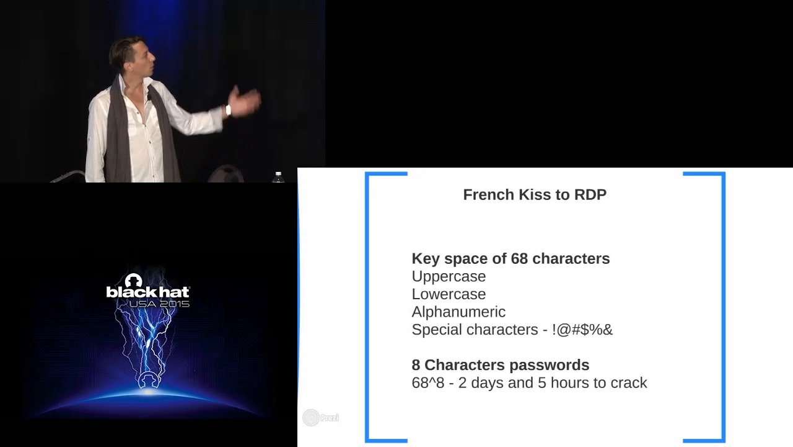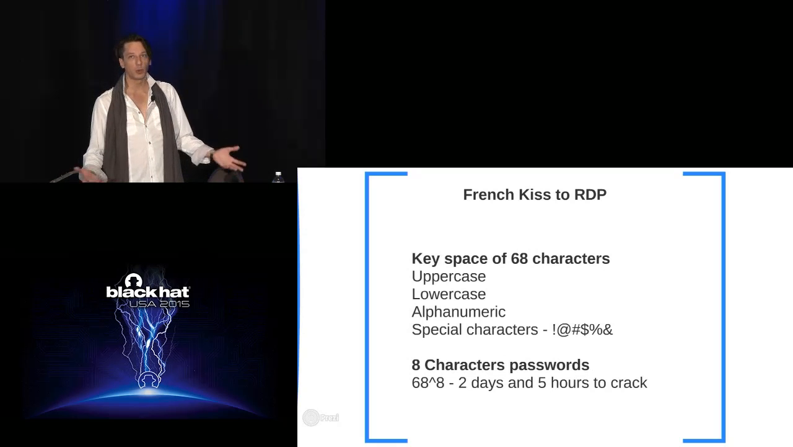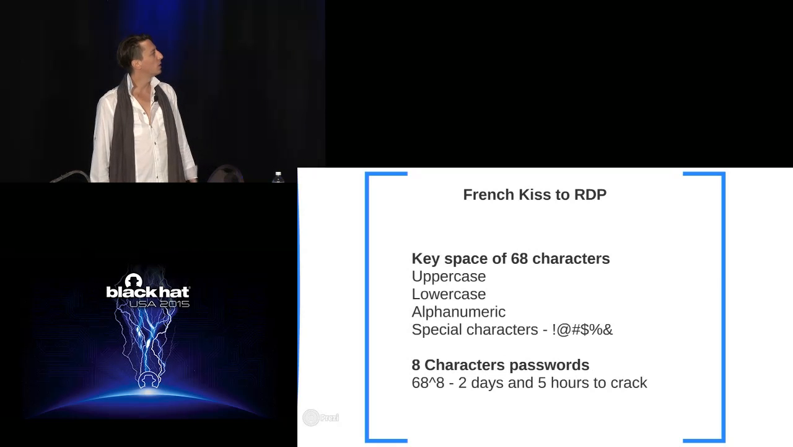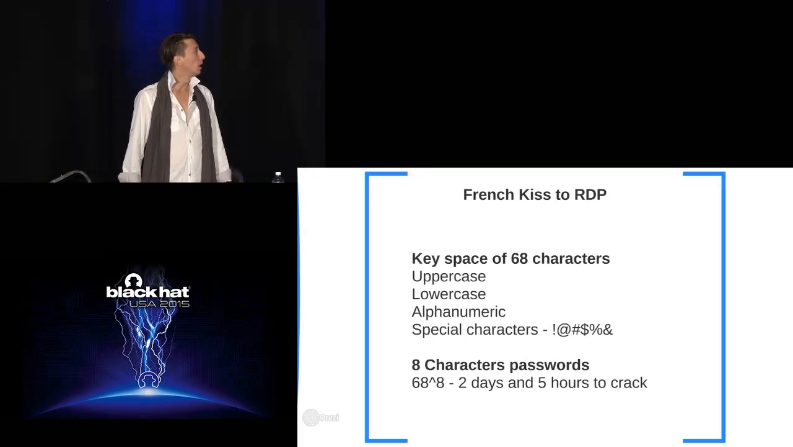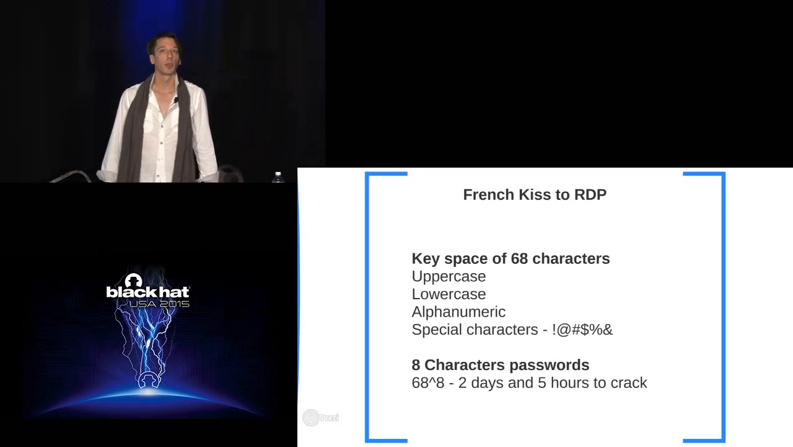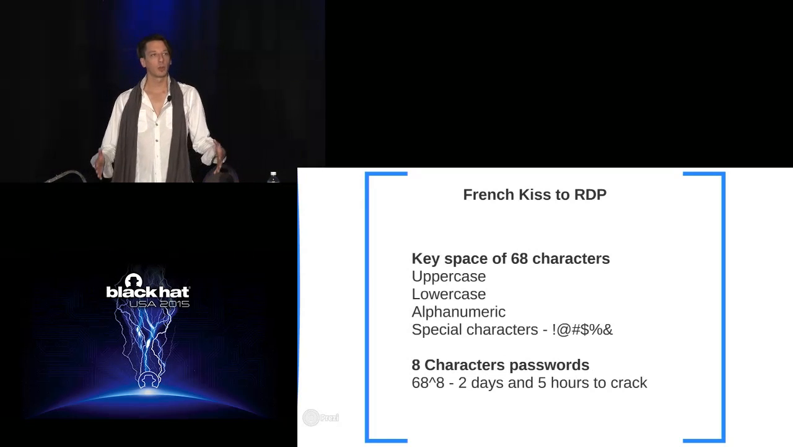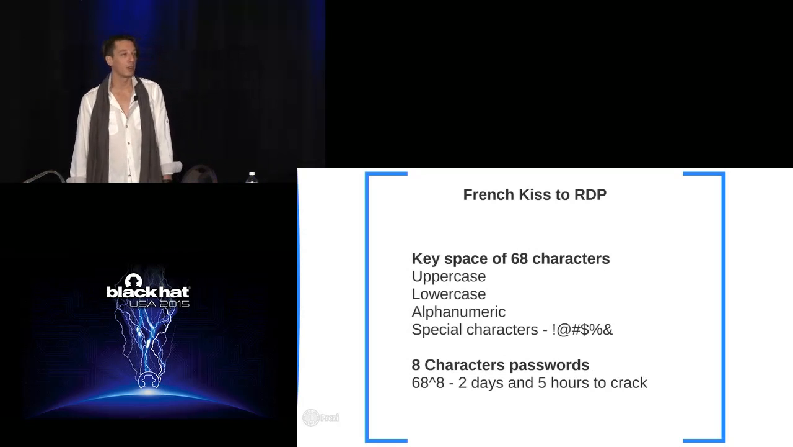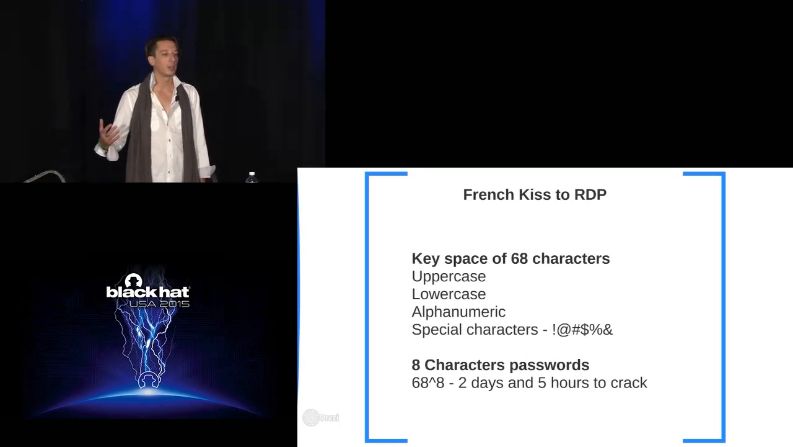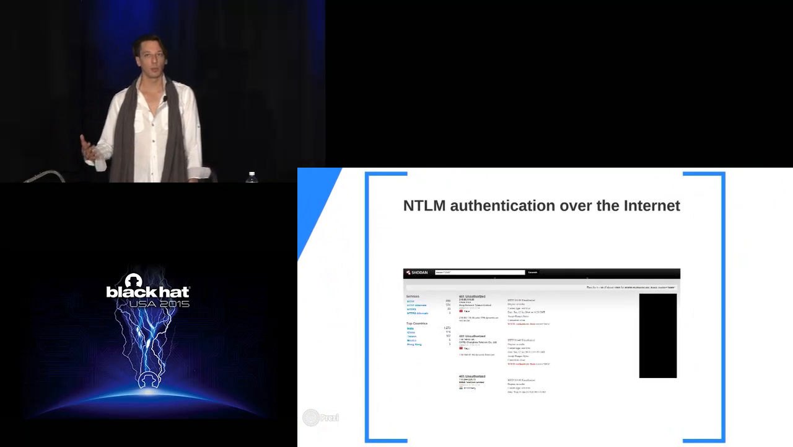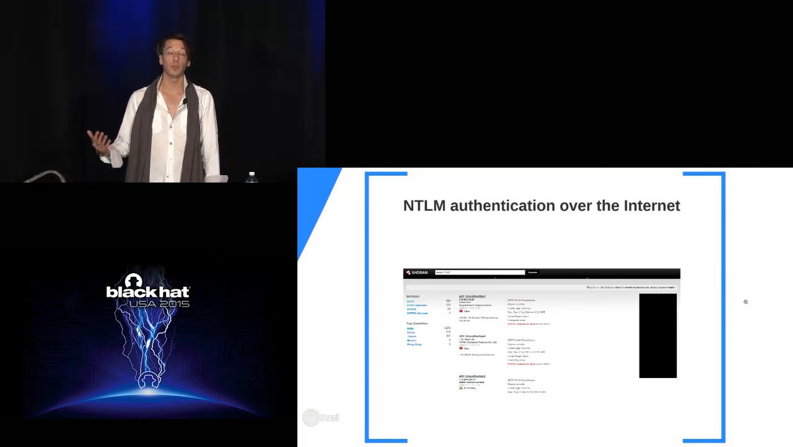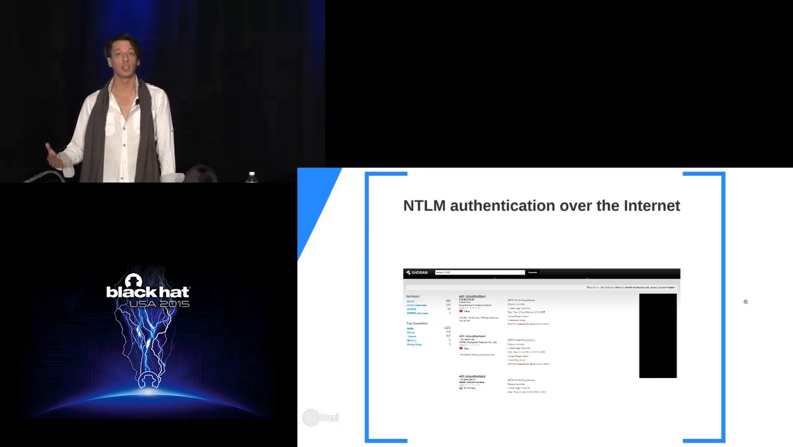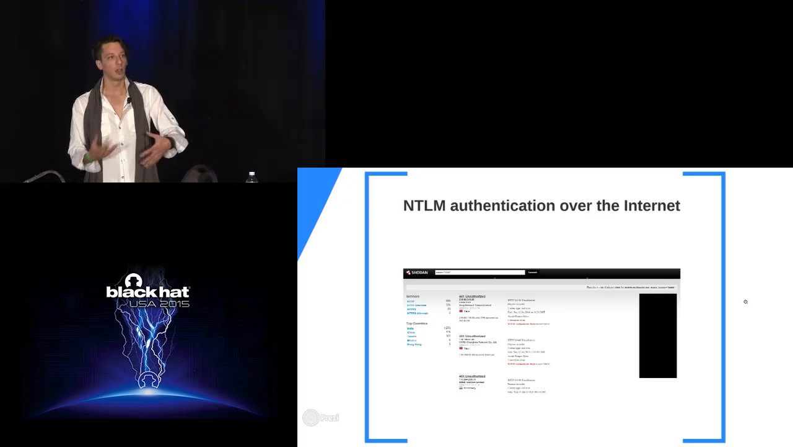And so the key space we used for demoing was a key space of 68 characters, a mix of uppercase, lowercase, alphanumeric, and special characters. Assuming you have a password length of 8 or less, we can break that in less than 3 days. And of course, if you have a million hashes, breaking a million hashes is not going to take longer. Hashcat can do all of it in parallel.